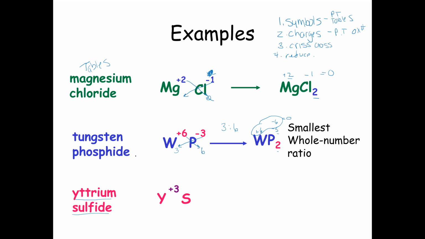So sulfur is a -2. So when I crisscross these, I'm going to take the 3, I'm going to bring the 3 down here. I'm going to take this 2, I'm going to bring the 2 down here. Because now if I look at my charges, I have 2 times a +3 is a +6, and I have a 3 times a -2, which is a -6. So a +6 plus -6 equals 0, so I have a valid chemical compound. So then that's going to be Y2S3. And then that's going to wrap up our binary compounds.